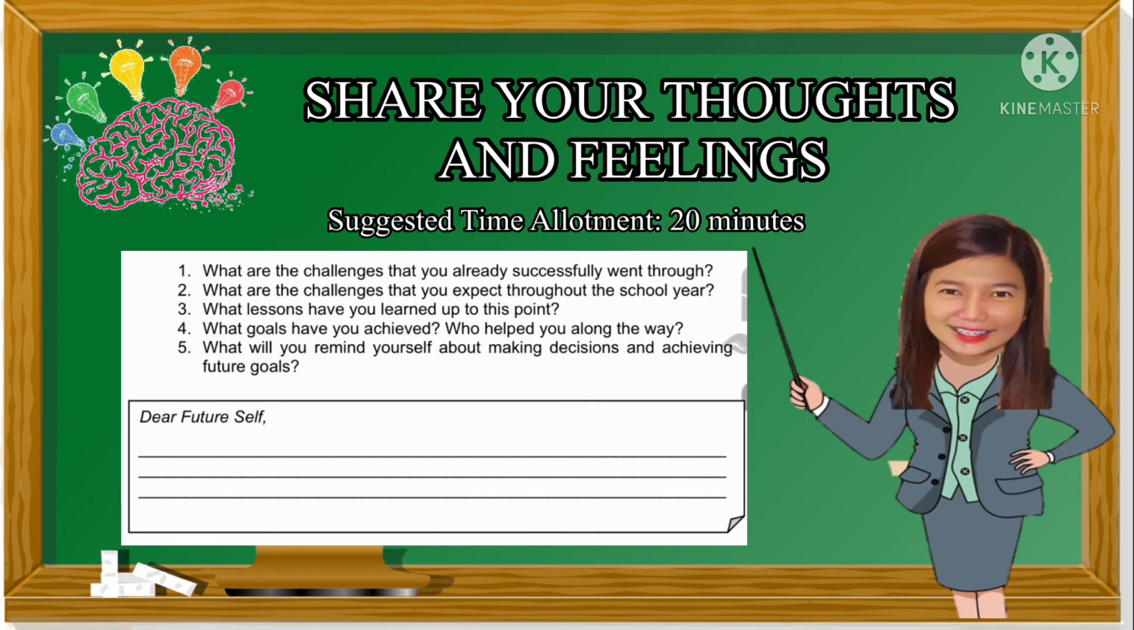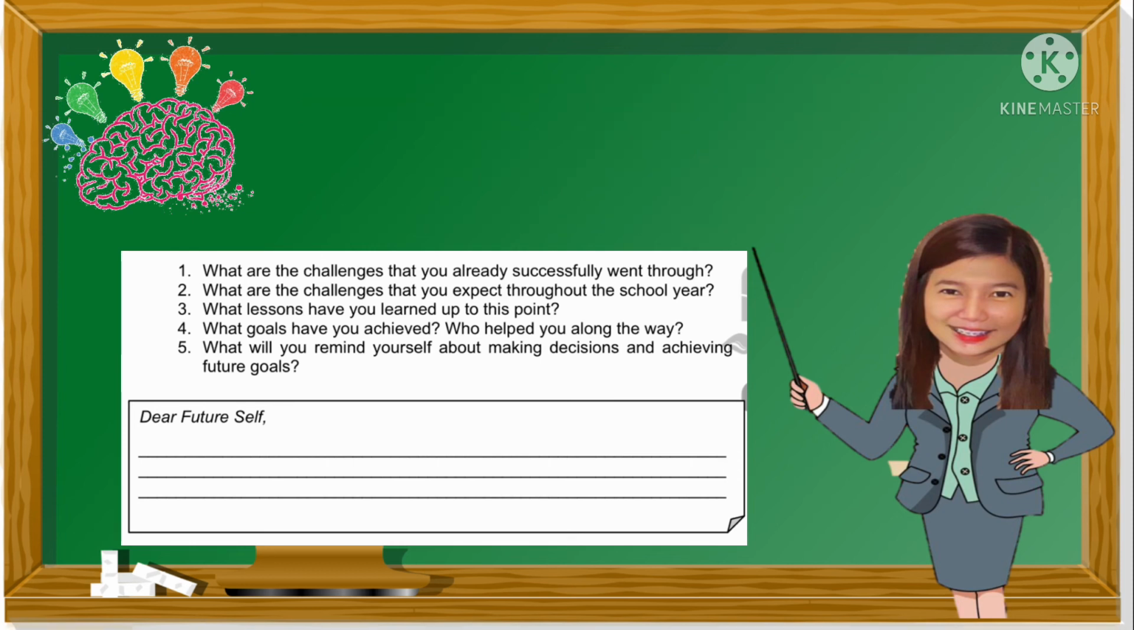3. What lessons have you learned up to this point? 4. What goals have you achieved? Who helped you along the way? The last one, what will you remind yourself about making decisions and achieving future goals?